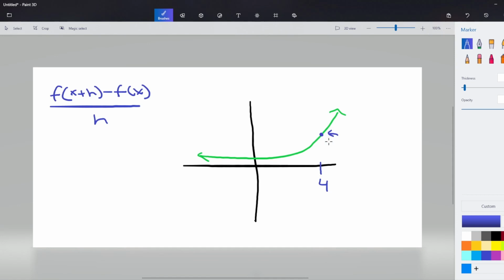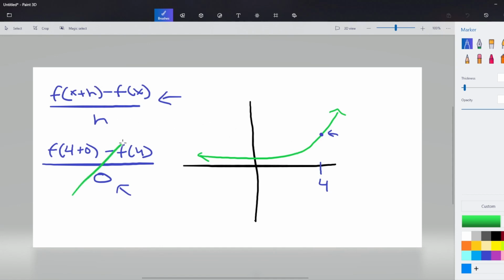And what is our distance? Well, it's the same point, right? So it will be 0. f of 4 plus 0 minus f of 4 all over 0. But we have a problem here. We can't divide by 0. So what we instead have to do is use our difference quotient formula and plug in our function, right, to make it so that whenever we plug in the h of 0, it doesn't become undefined.